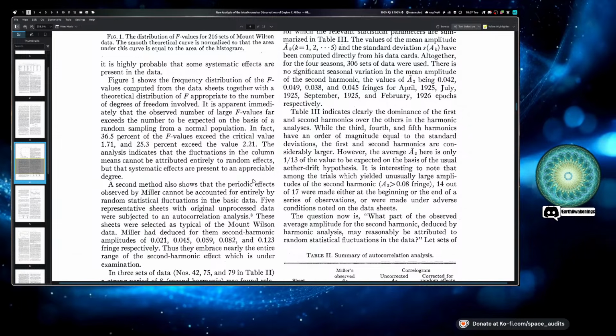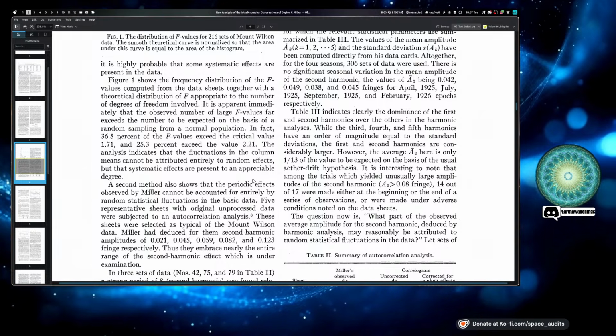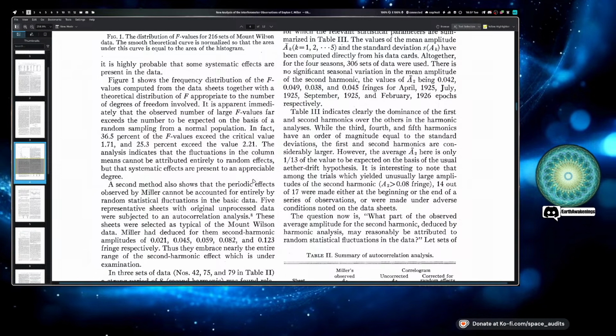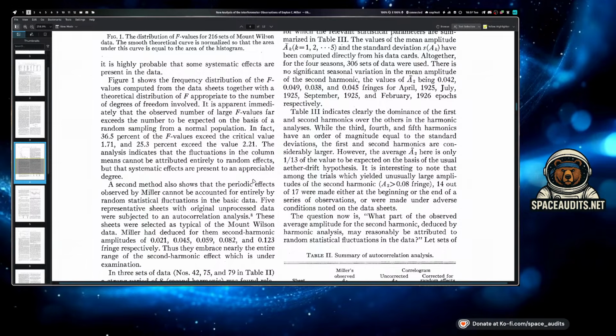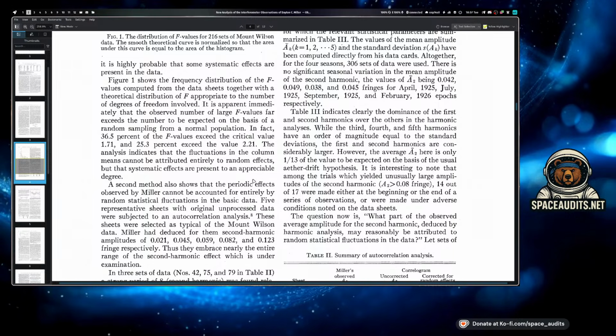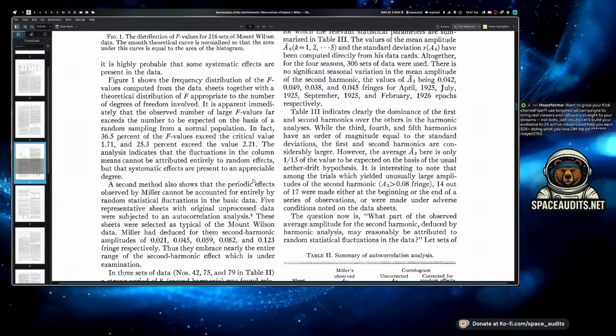Table 3 indicates a clear dominance of the first and second harmonics over the others in the harmonic analysis, while the third, fourth, and fifth harmonics have an order of magnitude equal to the standard deviation. The first and second harmonics are considerably larger. However, the average A2 here is only 1/13 of the value expected on the basis of the usual ether drift hypothesis, assuming 30 kilometers a second, instead of what they actually measured, which comes out to be 8 to 10 kilometers a second in the Mount Wilson data.